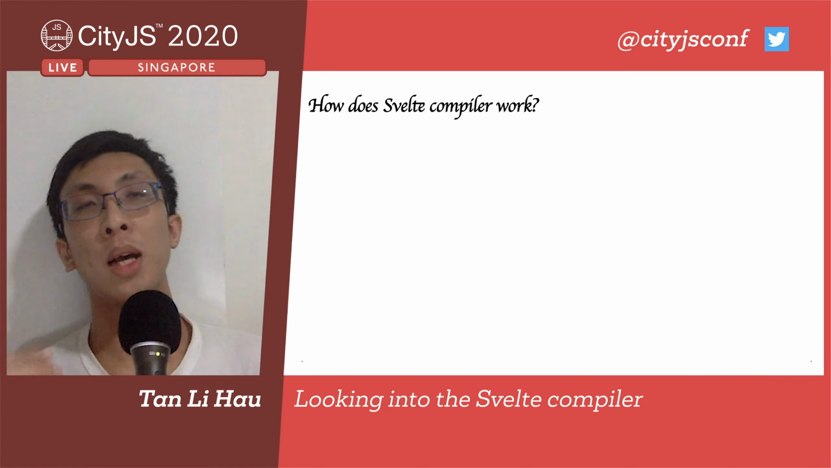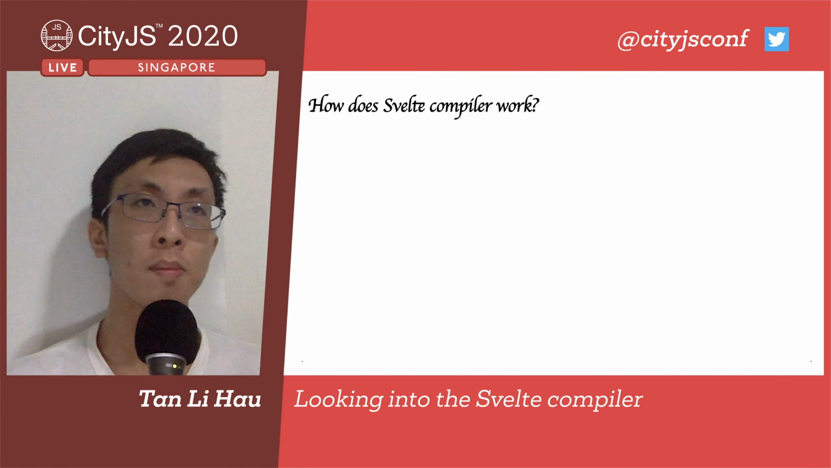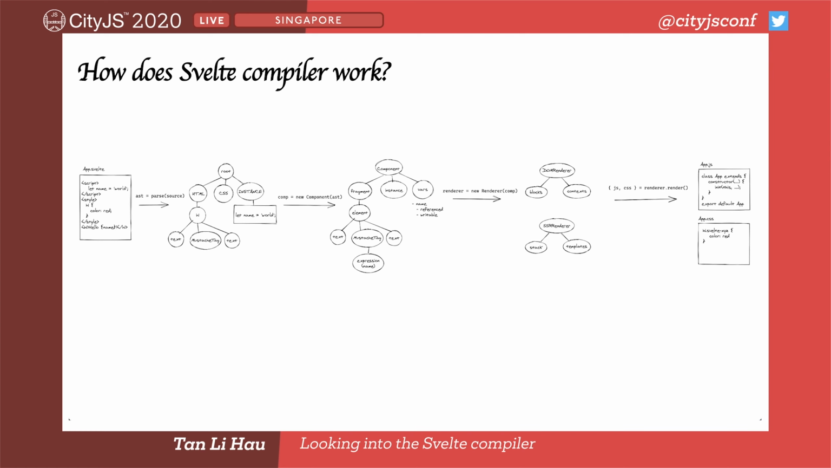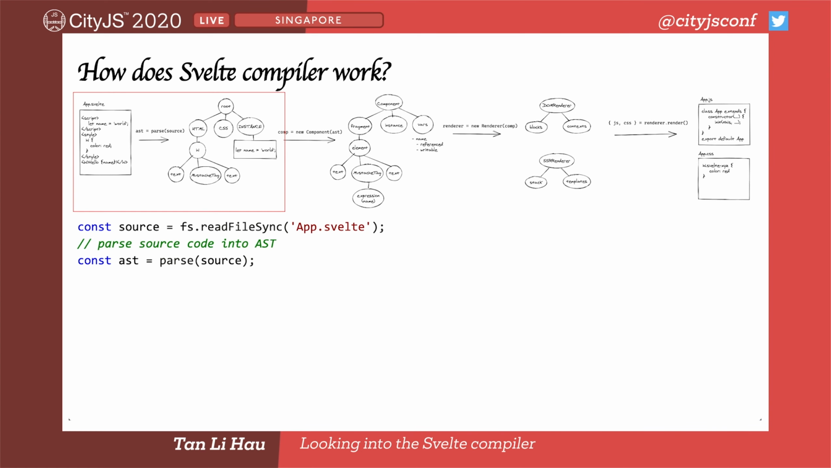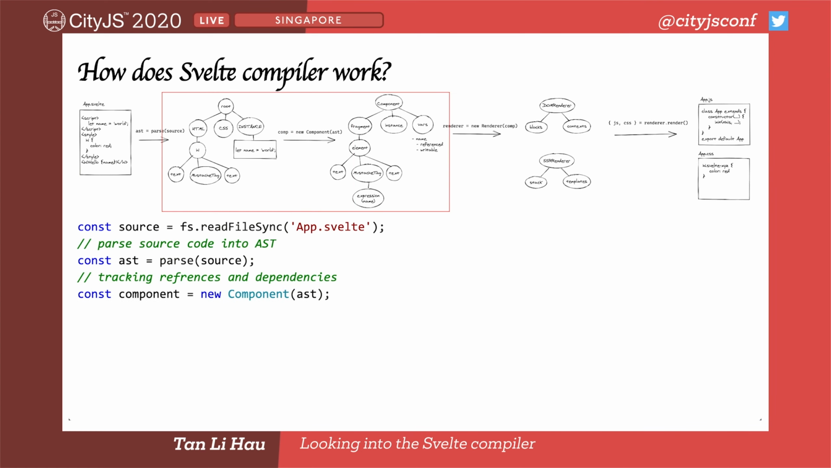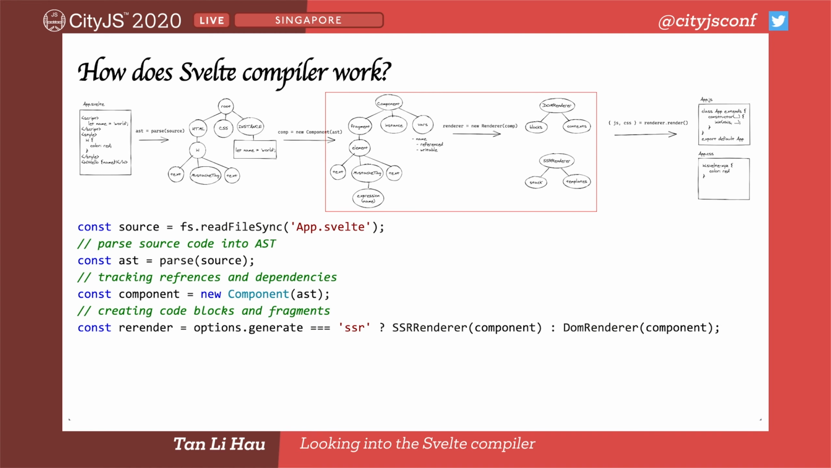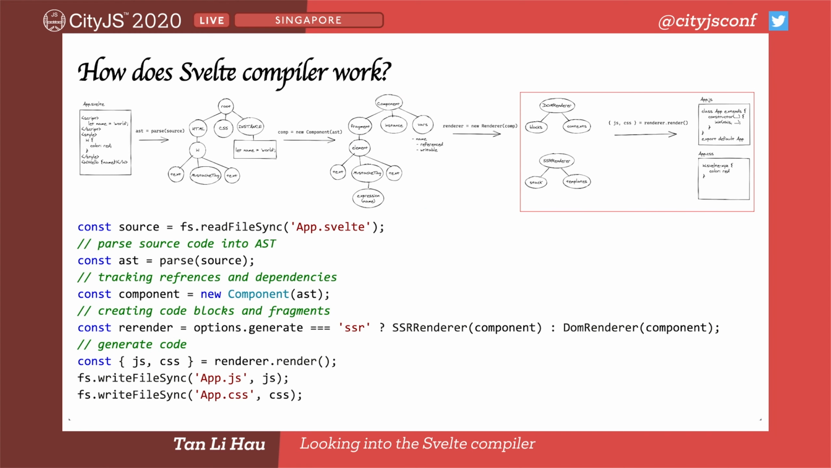Finally, let's take a look at how the Svelte compiler works. Svelte parses the Svelte code into an AST. Svelte then analyzes the AST, which we will explore in detail later. With the analysis, Svelte generates JavaScript code depending on the compile target, whether it's for server-side rendering, SSR, or for the browser. And finally, JS and CSS are generated and can be written into a file or be consumed by your build process.